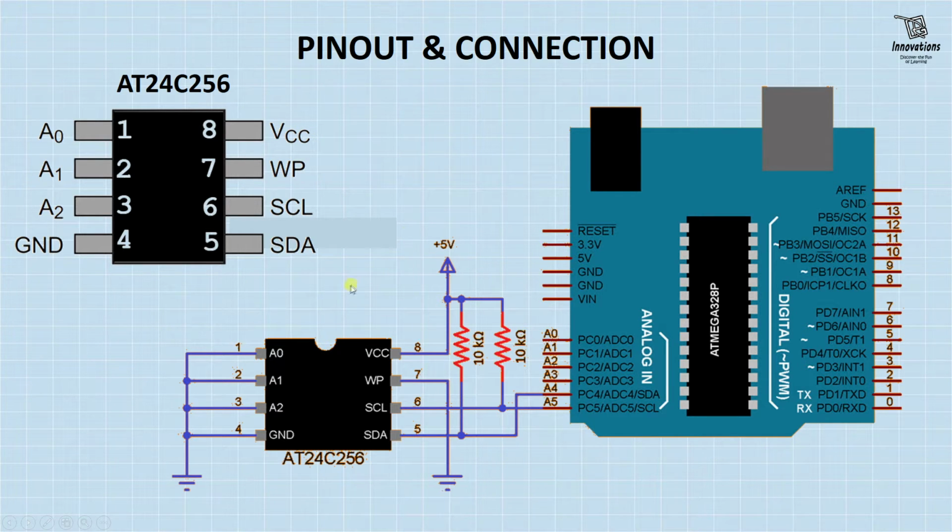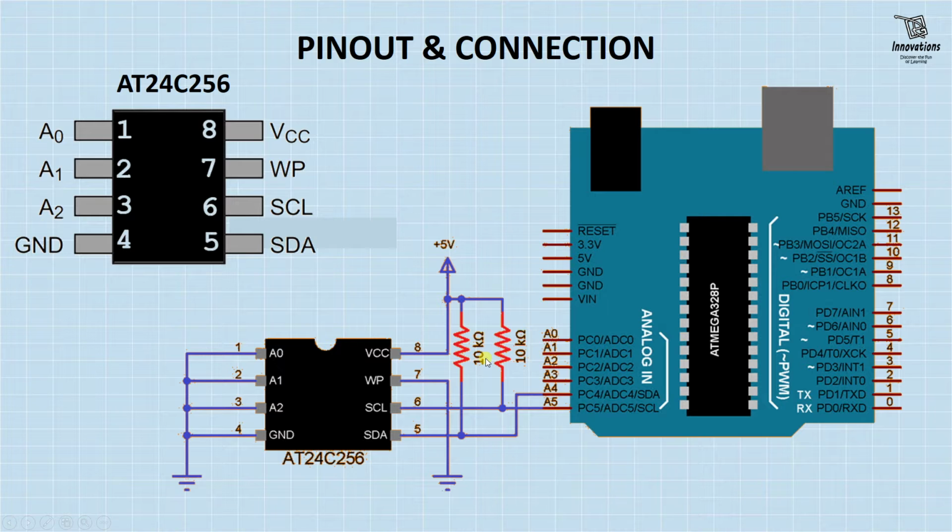Now how to connect this IC with Arduino? If we do not use the module, if we directly connect the IC with the Arduino, this will be the schematic. Pin number 1, 2, 3, 4 will be grounded, VCC connected to the positive power supply, WP pin, write protect pin connected to ground, pin 6 to SCL, pin 5 to SDA. The SCL pin and SDA pin must be connected to the positive power supply with a pull-up resistance.